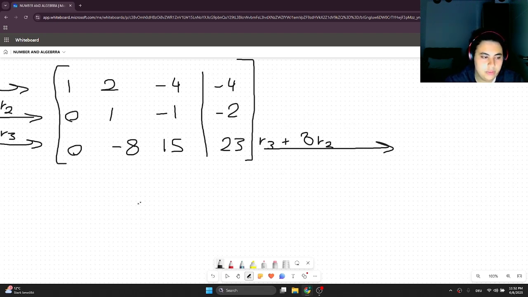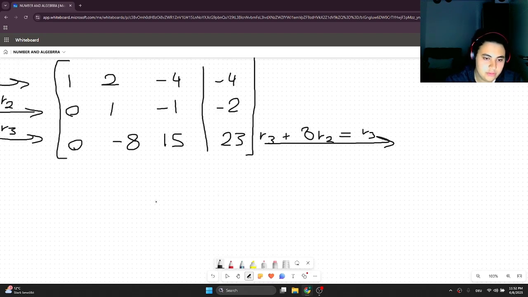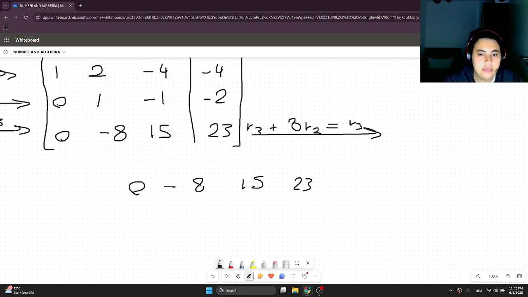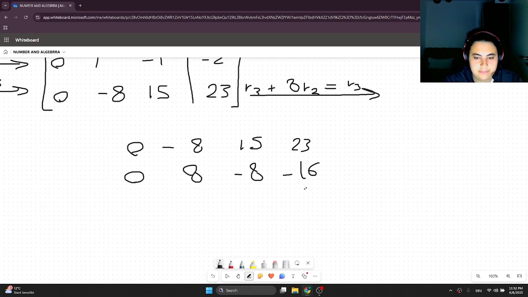So, let's write it like how it's here. This is going to be equal to our new row 3. So this is going to be 0, negative 8, 15, and 23. This is row 3 right now, right? Now, 0 times 8 is 0. 1 times 8 is 8. Negative 1 times 8 is negative 8. And then negative 2 times 8 is negative 16.